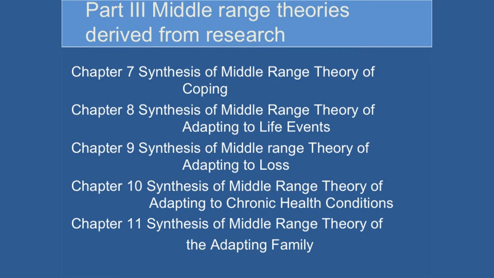So in part 3, it deals with the actual generation of the middle range theories. And it covers 5 chapters that will explain each of the middle range theories. So we'll be looking at the middle range theory of coping, as well as the synthesis of middle range theory of adapting to life events, adapting to loss, to chronic health conditions, and the adapting family.